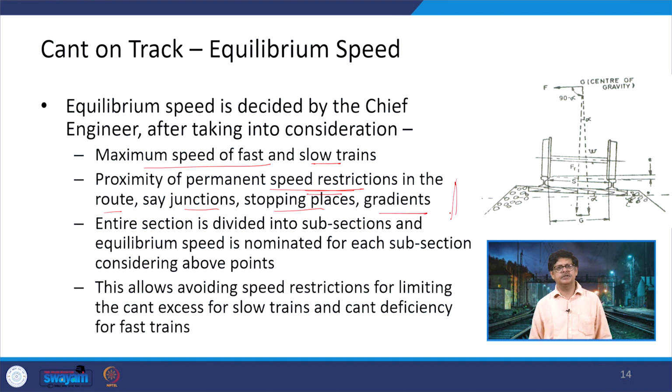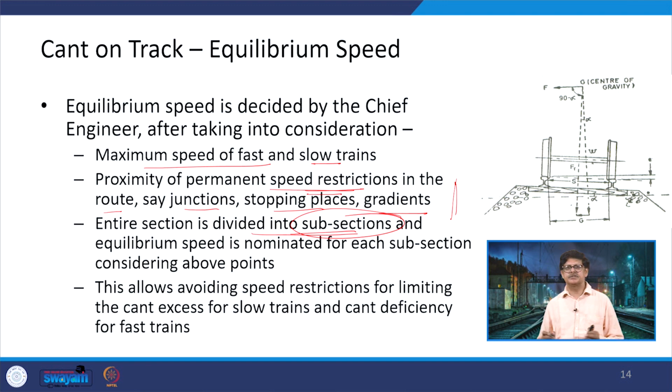So we need to consider that also while we are deciding the equilibrium speed on a section or a route. The entire section is divided into subsections. The section we are talking about may be 50 kilometers or 100 kilometers. If that section is there, we cannot talk about the equilibrium speed for the whole section. It is better to discuss in terms of subsections, see the condition of that particular subsection, and accordingly the speed should be set.